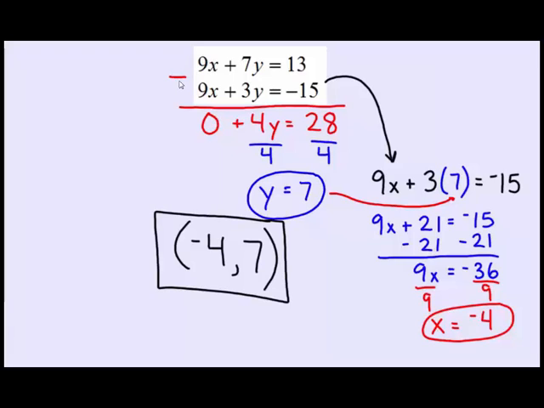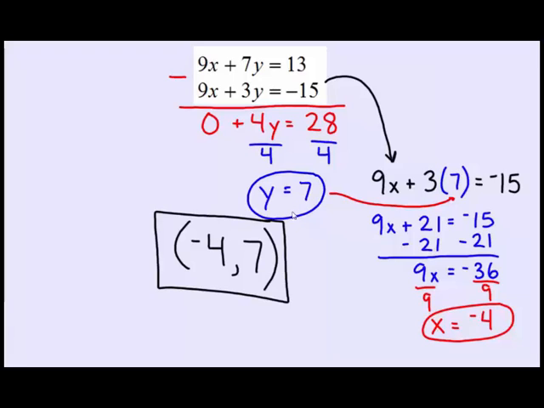We have to subtract everything involved. So now we're going to subtract our y's. So 7y minus 3y gives us a positive 4y. 13 minus negative 15 gives us 28. We then need to solve for y, so I'm just going to divide both sides by 4, and I get that y is equal to 7.